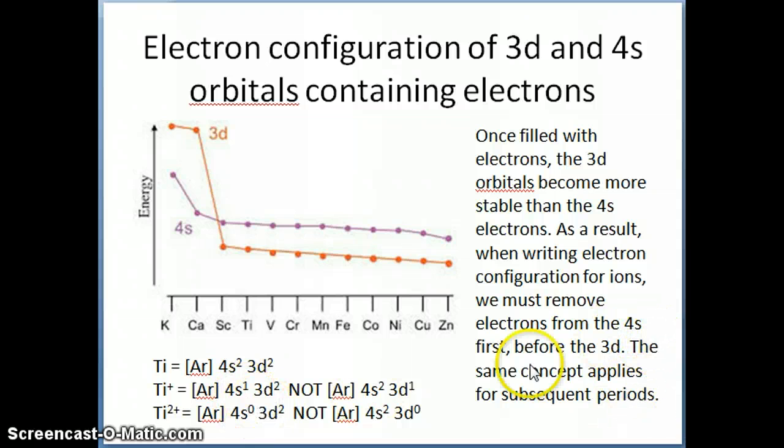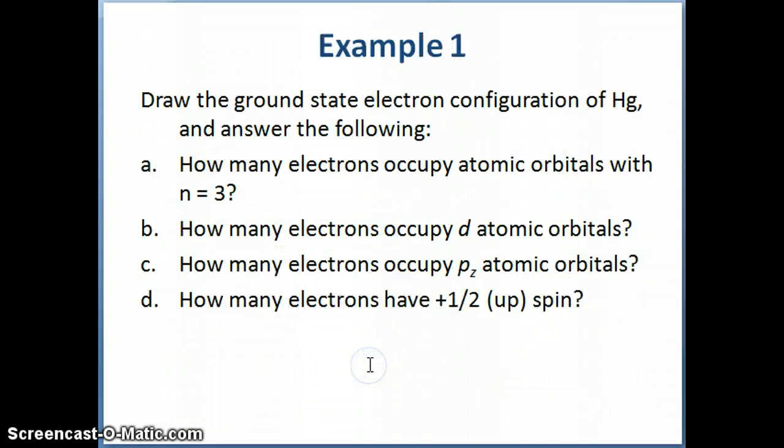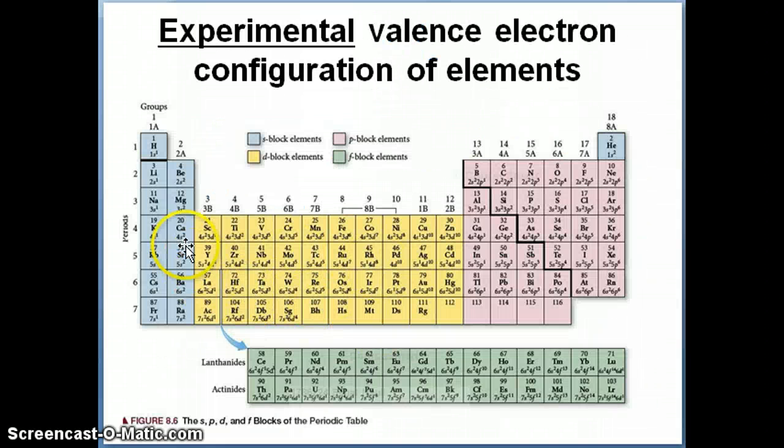I want to mention that this same concept applies for all the subsequent periods. So if you're talking about period 5, with elements like zirconium, for example, +2, you would do the same exact thing, except now you're comparing the stability of the 5s versus the 4d orbitals, okay? But the same concept applies.